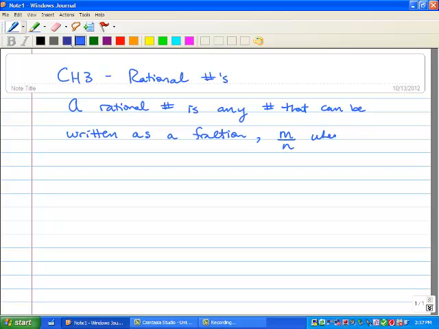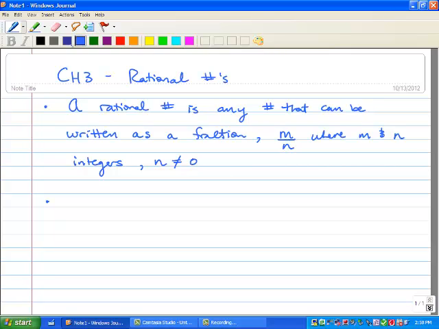where m and n, which are two variables, are integers, all right? And n cannot equal 0. So a rational number is any number that can be written as a fraction, m over n, where m and n are integers. Now, we don't need to write this down. There's going to be some examples for you guys to do at the very end of this video. That's our first little definition of a rational number.